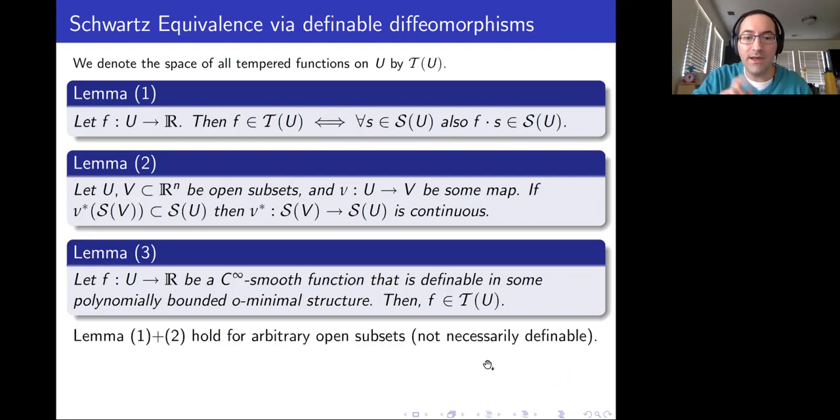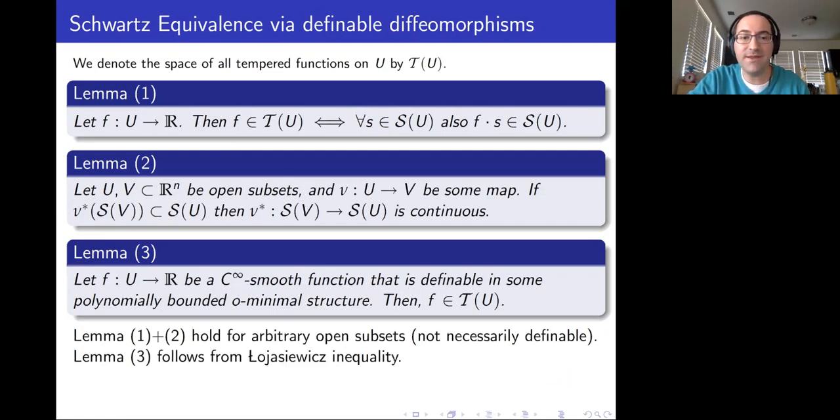Lemma 1 and lemma 2 hold for arbitrary open subsets. We don't need to assume anything about definability, so this will be important later on. And lemma 3 essentially follows from the Łojasiewicz inequality.